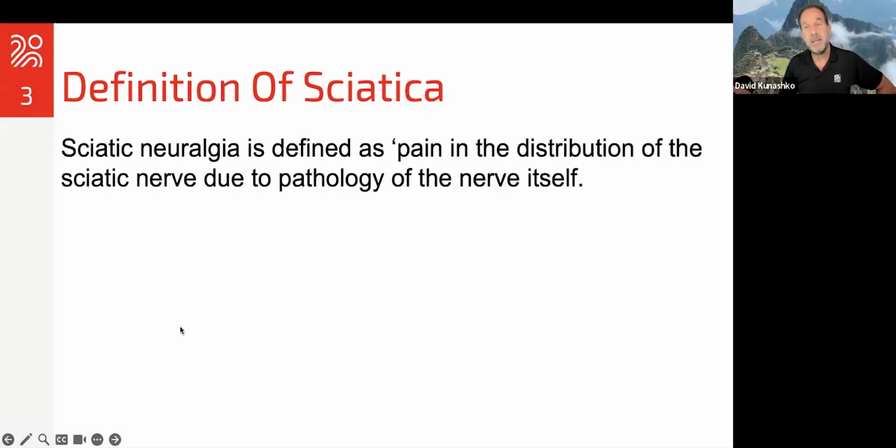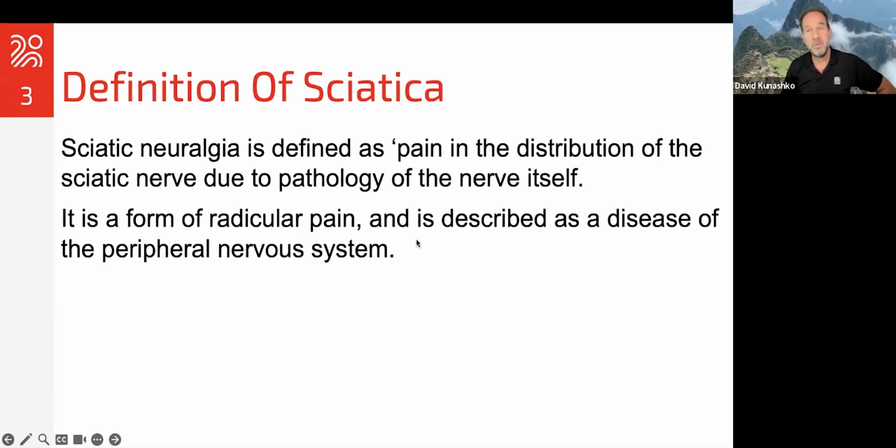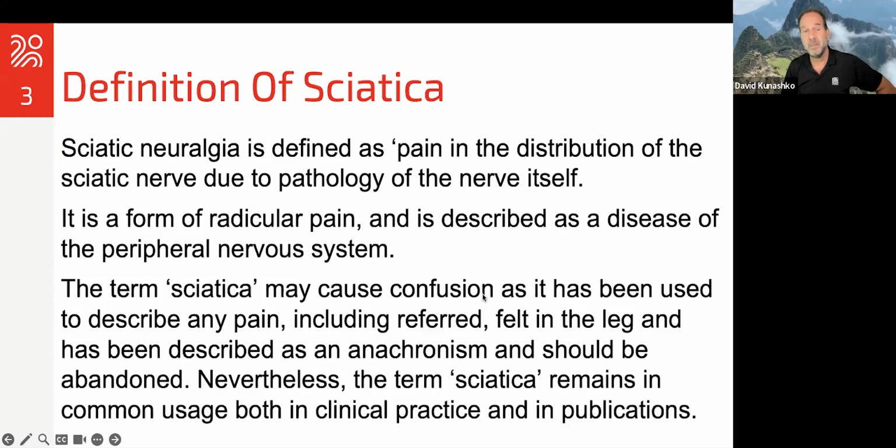So sciatic neuralgia, or sciatica, is defined as pain in the distribution of the sciatic nerve, due to an actual pathology of the nerve itself. So something's going on with the nerve to cause the symptoms. It's a form of radicular pain and is described as a disease of the peripheral nervous system.